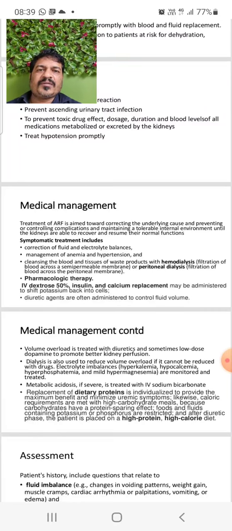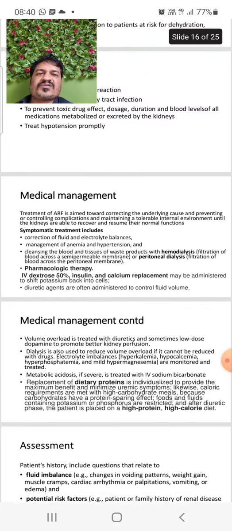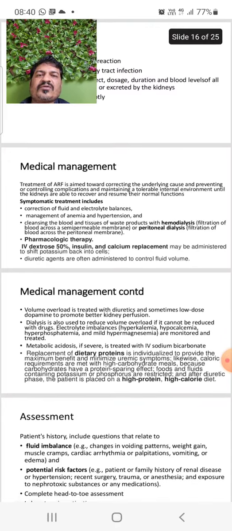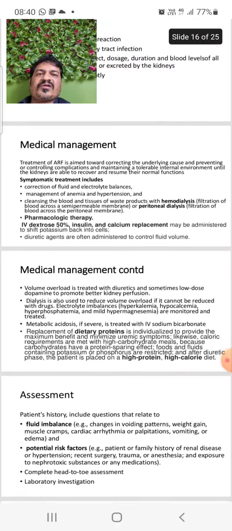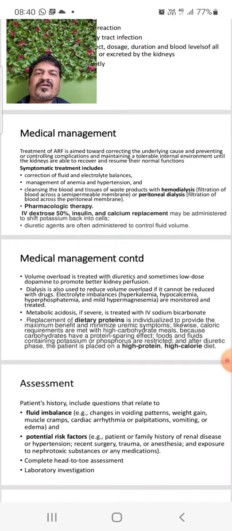So what about the medical management? Treatment of ARF is aimed towards correcting the underlying causes, preventing or controlling complications, and maintaining a tolerable internal environment until the kidneys are able to recover and resume their normal functions.